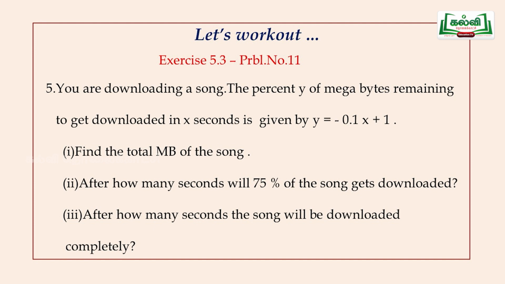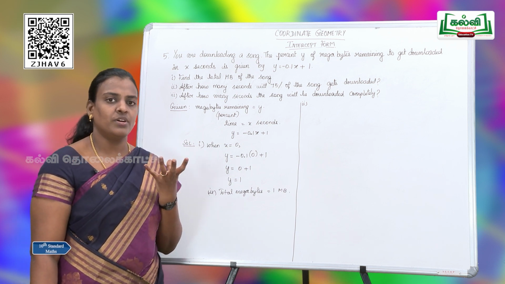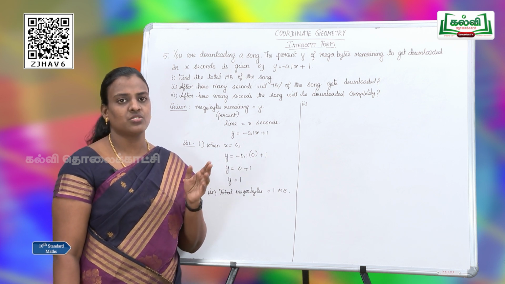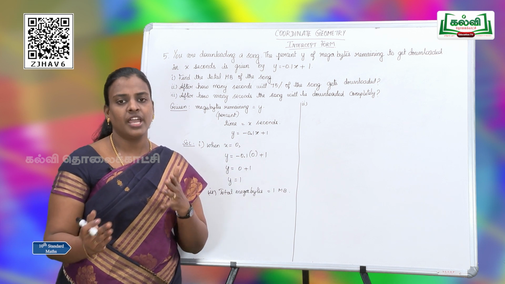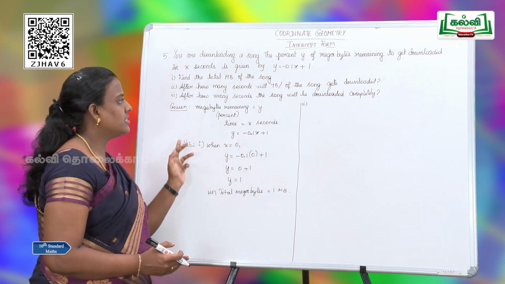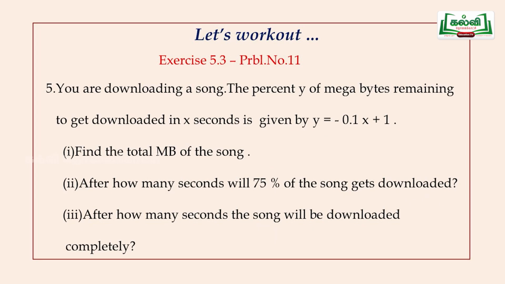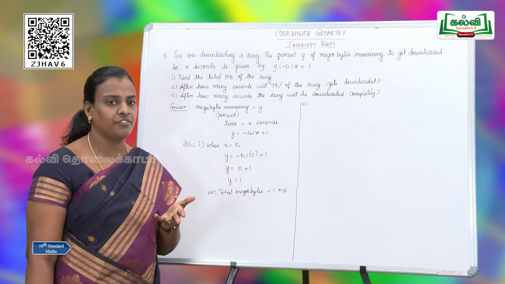After how many seconds will 75% of the song get downloaded? What do you understand by this question? Now, after how much time will 75% of the song get downloaded? So, if you are having a song to get downloaded, 100% of the song has to get downloaded, isn't it? Now, the question says, what can you say about y? The megabytes remaining. Now, here the question given is 75% of the song is downloaded. So, how much is remaining? From 100% you will subtract 75%, isn't it? So, you will get 25%.